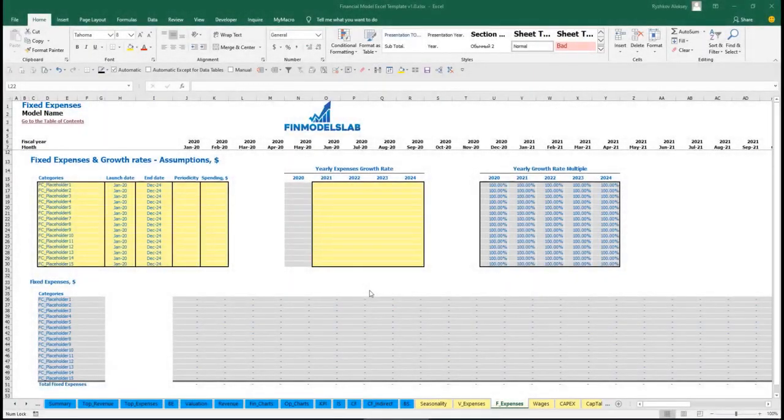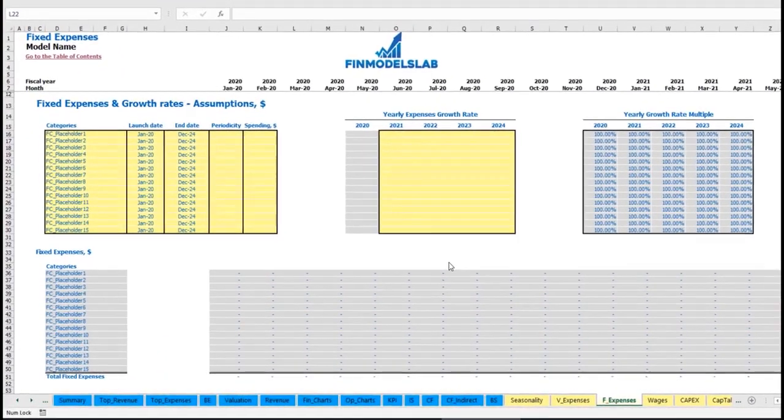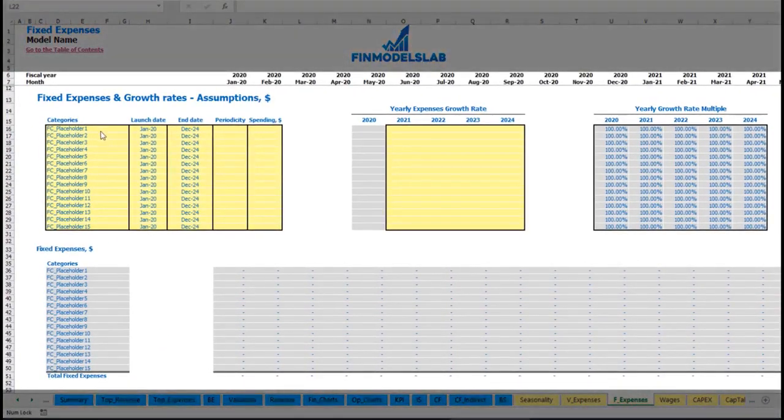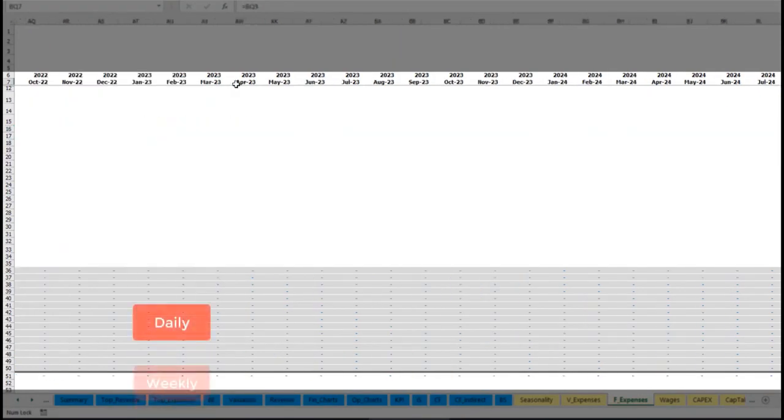On the Fixed Expenses tab, you may input up to 15 line items for your fixed expenses. Let me show you how it works. For example, you have utilities. You will start paying from March 20 till the end of the model, which is December 24. You may see it here.